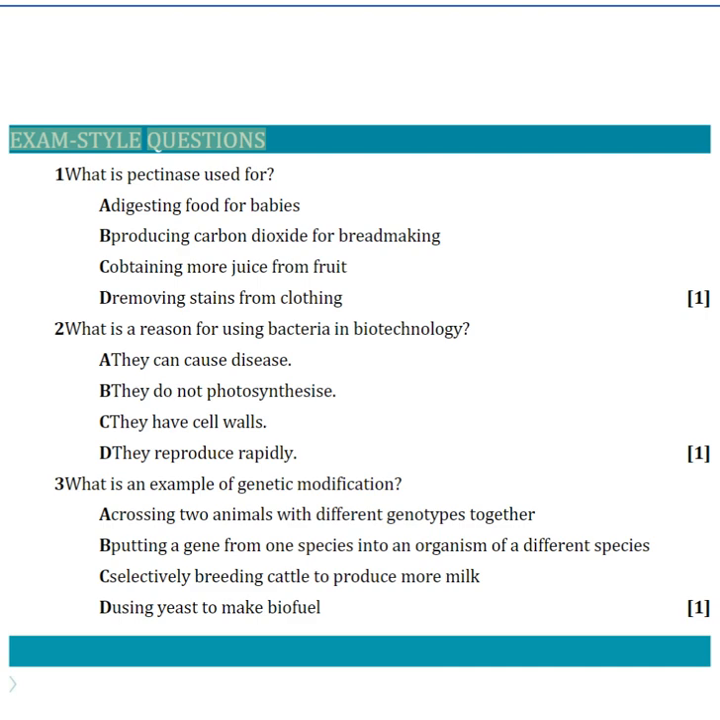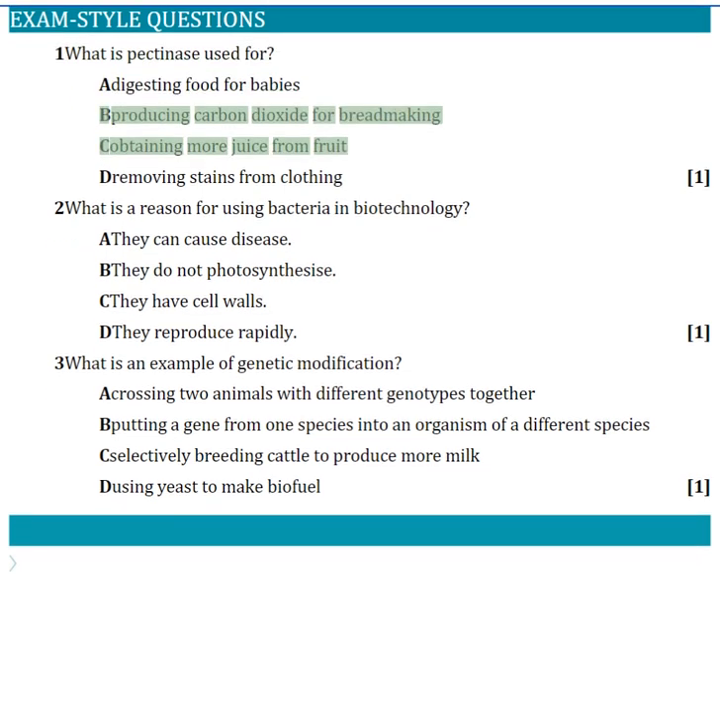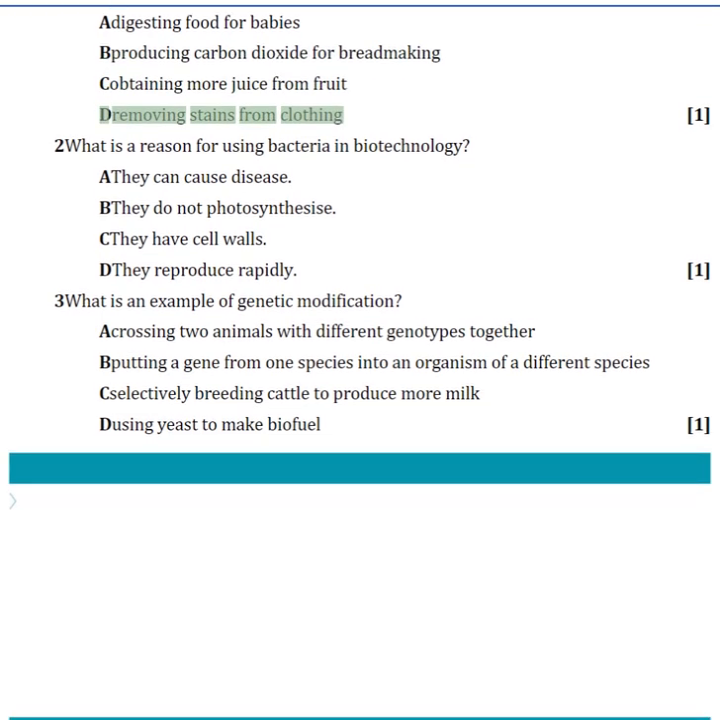Exam-style questions. 1. What is pectinase used for? A. Digesting food for babies. B. Producing carbon dioxide for bread making. C. Obtaining more juice from fruit. D. Removing stains from clothing.